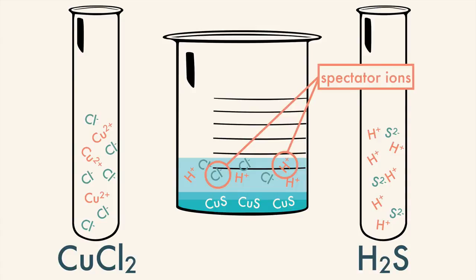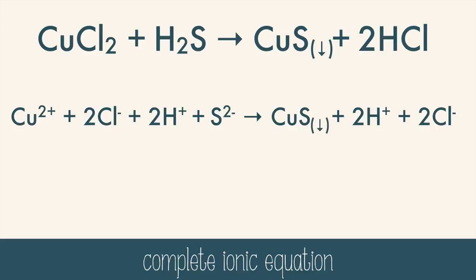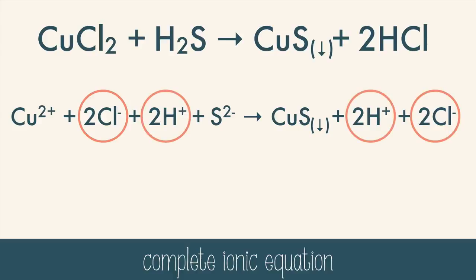Now we can write the equation a little bit differently. If we write out the equation with each ion written out instead of the ionic compounds, we can get a more truthful version of the story. 4 different ions were mixed together. 2 of them combined to make the precipitate, copper and sulfur, and the other 2 ions were spectators. You can easily spot the spectator ions in a complete ionic equation because they will be written on both sides of the equation. The 2 chlorine ions and the 2 hydrogen ions are the spectator ions in this case.